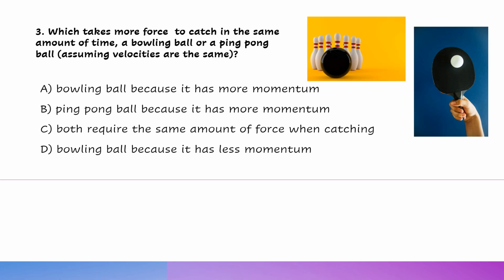So question number 3 asks us, which takes more force to catch in the same amount of time, a bowling ball or a ping pong ball, assuming velocities are the same? So to answer this question, we start off with our statement for impulse momentum theorem. Ft is equal to m delta v. Looking at the right side of the equation, we know that the mass of the bowling ball is greater than that of the ping pong ball. Delta v is the same because the question tells us that the velocities are the same.